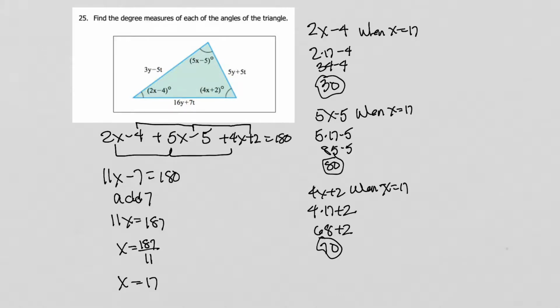So here's the answer to our question. Find the degree measures of the angles. The degree measures are 30 degrees, 80 degrees, and 70 degrees.